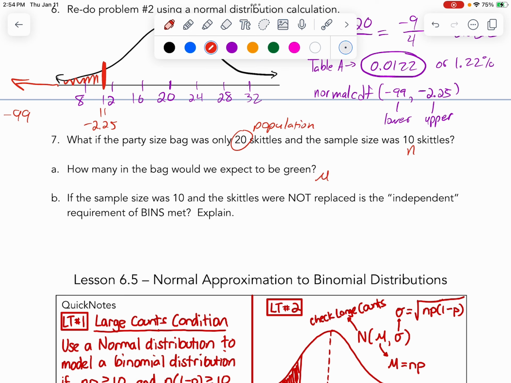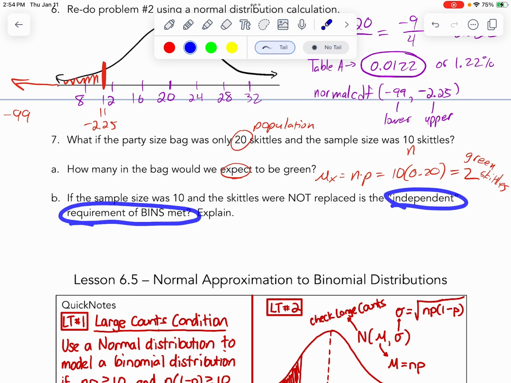So the expectation is the average. That would be N times P, which would be 10 times 0.20, which is only 2. You would only expect 2 green Skittles, right? Which isn't that much. If the sample size was 10 and the Skittles were not replaced, is the independence requirement of bins met?